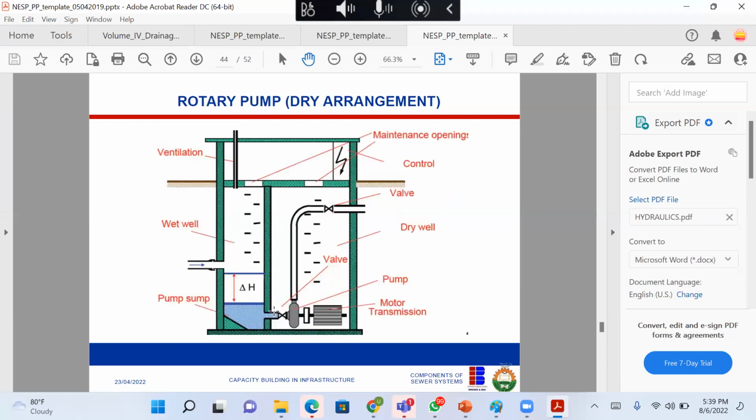But in this case, there's a compartment for it, different from where the water is. So the water will fill here, enter here, and be pumped out. So this is the dry arrangement, where the other one is the wet arrangement. The other parameters remain the same. So here you have the motor, not protected, because there is no possibility of water coming in.